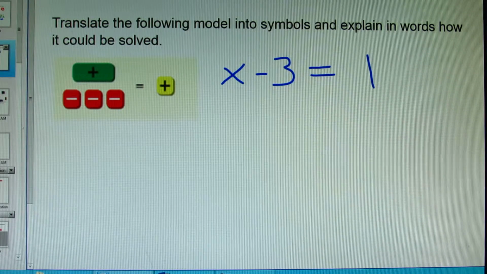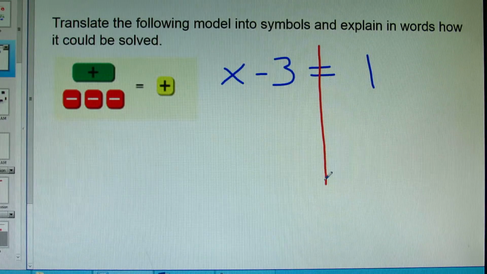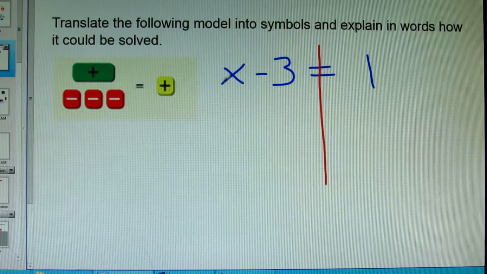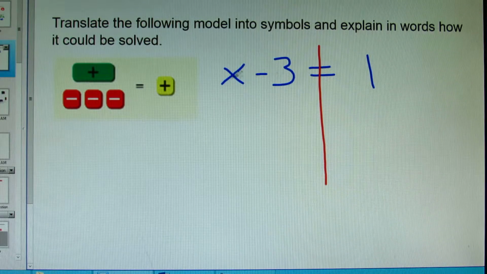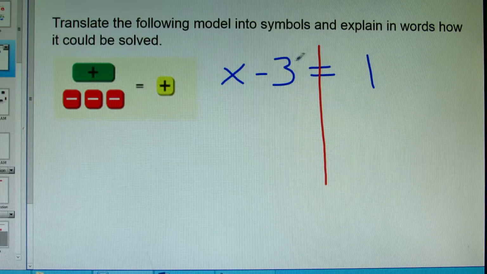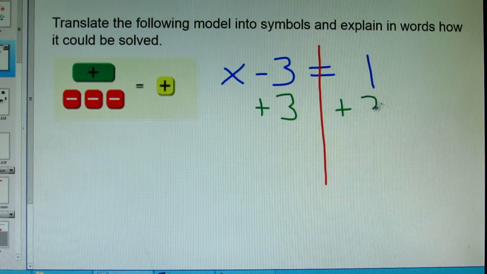So now we talked about solving. When we did it on paper, some of you like to draw a straight line down by the equal sign to help separate the two sides of the equation. If you notice, our job is to isolate the variable by getting rid of anything that's on the same side of the equation as the variable. In this case, it's minus 3. To undo minus 3, I would have to add 3 on both sides.